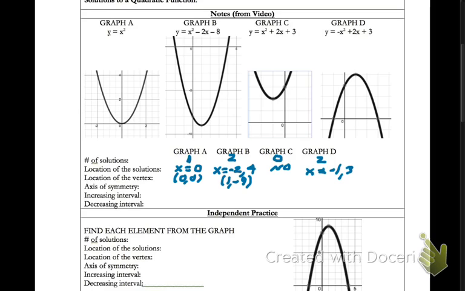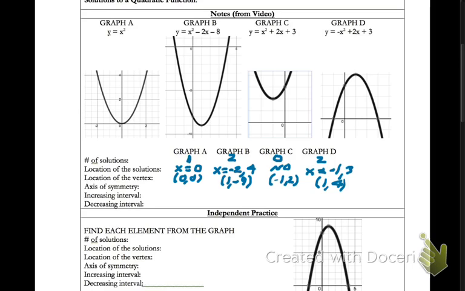Graph C appears to happen at -1, 2. And graph D appears to happen at 1, 4. Perfect.